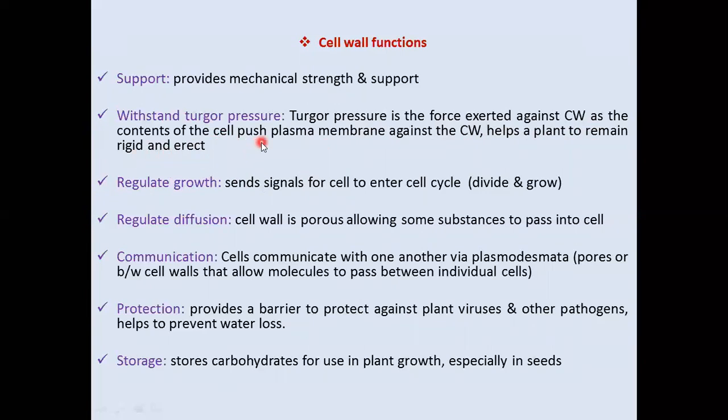In turn it helps the plant to remain rigid and erect. The cell wall helps in regulation of growth. It sends signals to the cell to enter the cell cycle. In the cell cycle, the cells divide and grow. The cell wall regulates diffusion because it is porous, allowing some substances to pass into the cells. Communication: as we know, the cell wall contains plasmodesmata, through which cells communicate with one another. Plasmodesmata are pores between cell walls, and they allow molecules to pass between the individual cells.